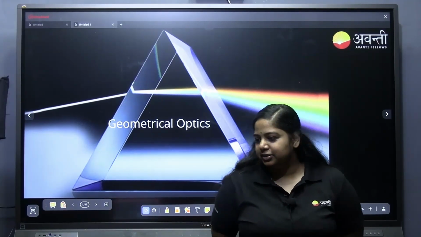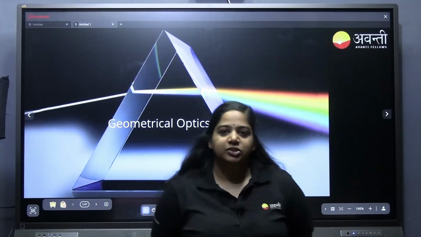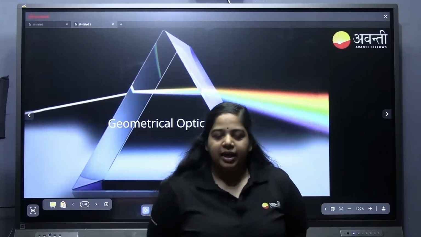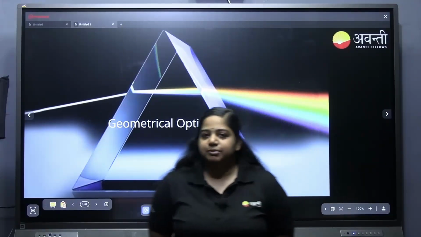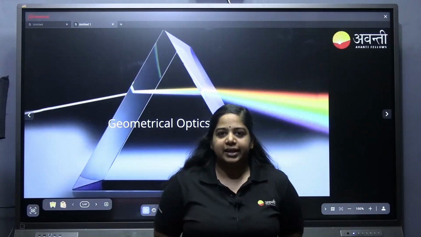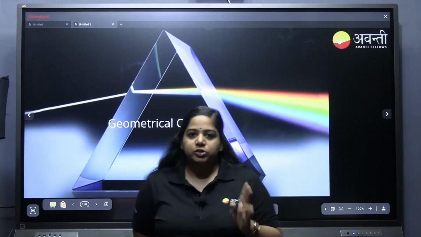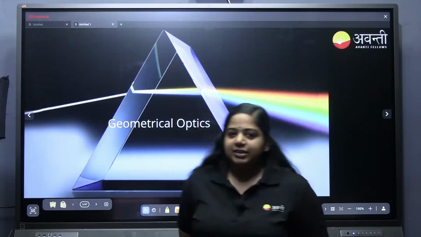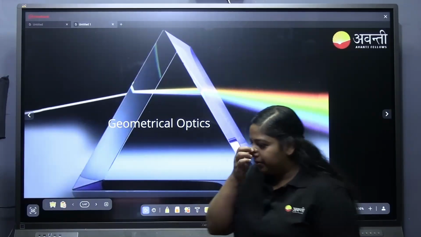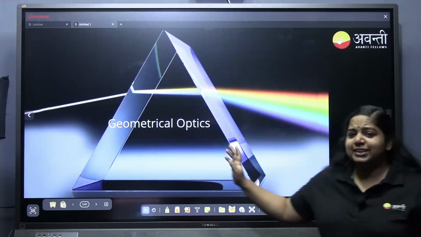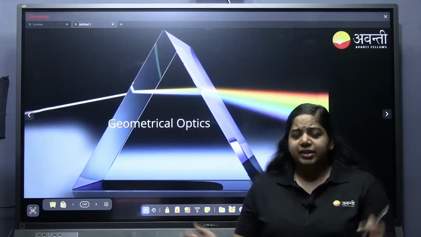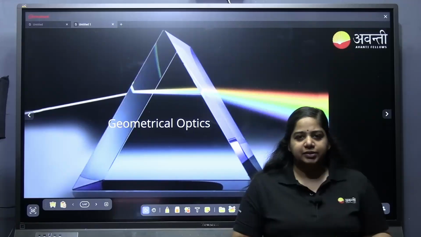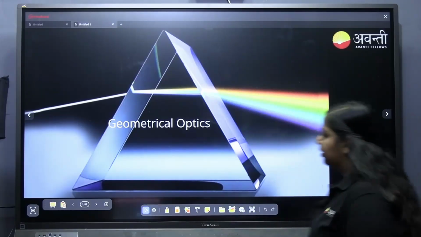Good morning everyone. So today we will be discussing the geometrical optics chapter, and in the last class we discussed magnetism completely, like moving charges and magnetism, also magnetic properties of matter. So today we will start with geometrical optics. This is basically just ray optics, and we will revise the chapter first a little bit, then we will go into the PYQs.